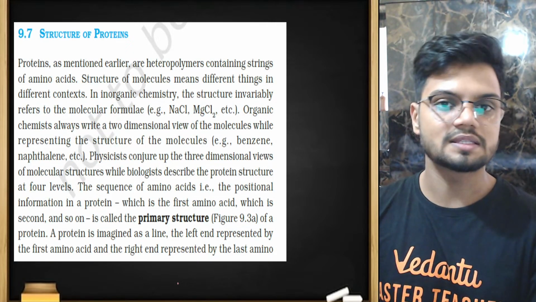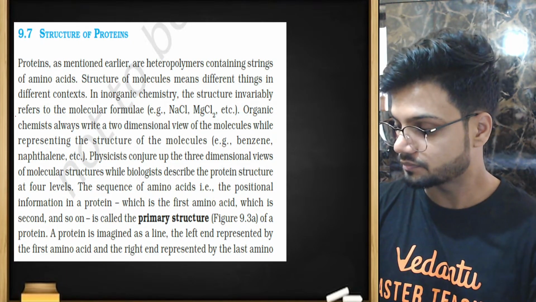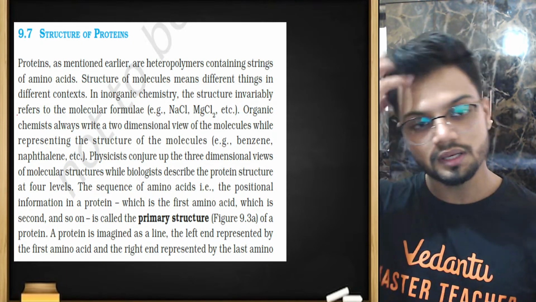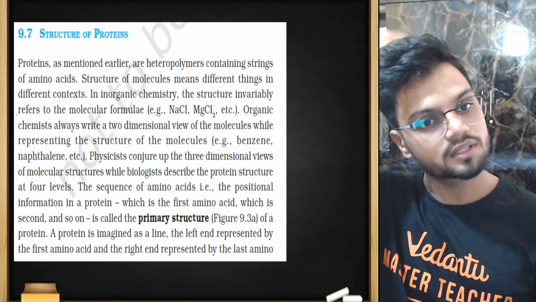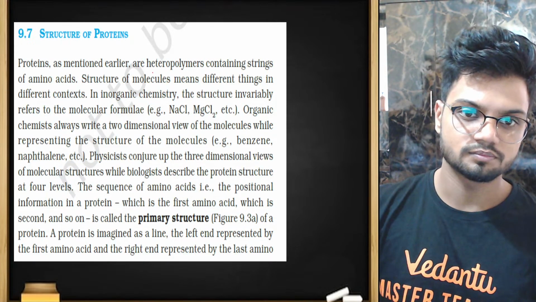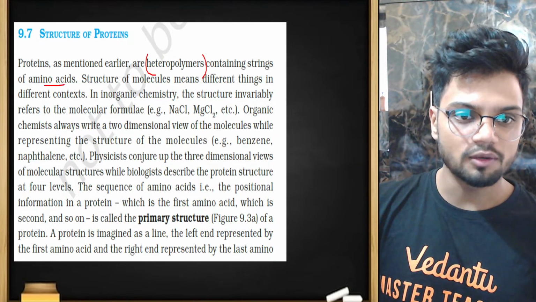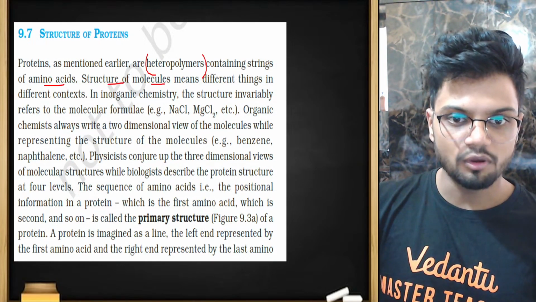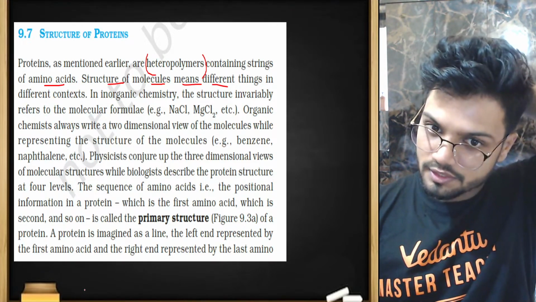Let's read what is given in NCERT. Let's read what is given in your NCERT at the same time. Proteins, as mentioned earlier, are heteropolymers containing strings of amino acids. The structure of a molecule means different things in many different languages. Let's understand what it means in the case of biology.